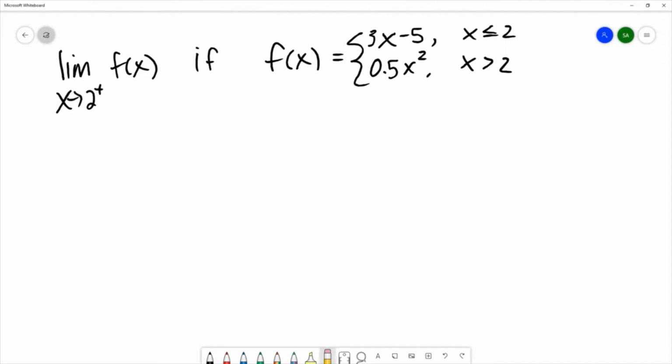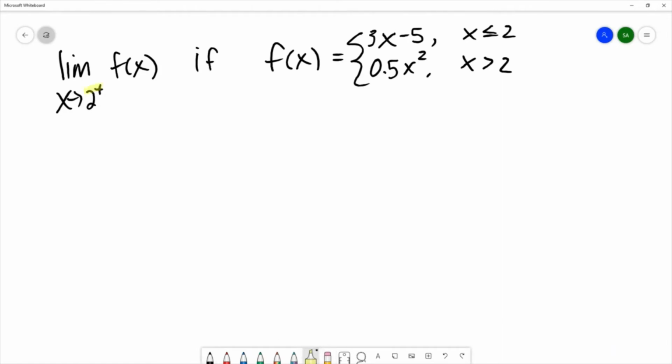On this question, we're given that f of x is this piecewise defined function where whenever x is less than or equal to 2, our function is defined by 3x minus 5. And whenever x is greater than 2, our function is defined by 0.5x squared. And we want to find this one-sided limit here. And this limit is the limit as x approaches 2 from above, of f of x.